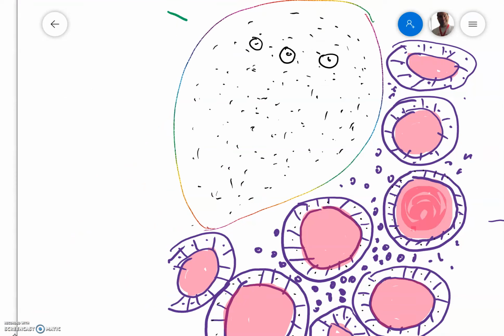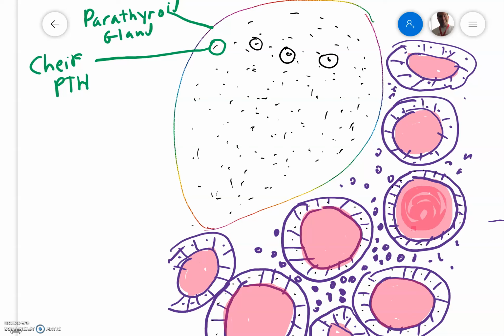So now let's label. So this structure right here is the parathyroid gland, and it has 2 kinds of cells. It has these chief cells, which make parathyroid hormone, PTH, and parathyroid hormone increases osteoclast activity, it increases calcium reabsorption in the kidneys, it increases absorption of calcium in the intestines, so PTH increases blood calcium levels. Then we have our oxyphil. And those are the bigger cells that they don't know what they do.